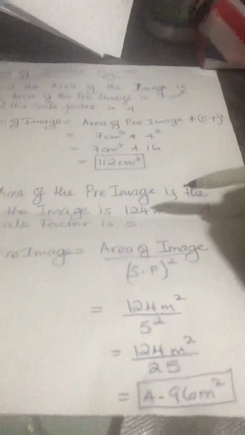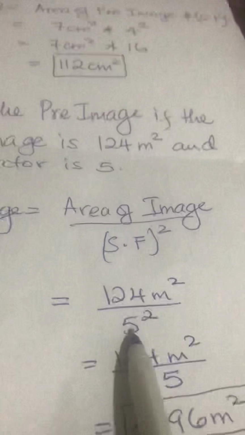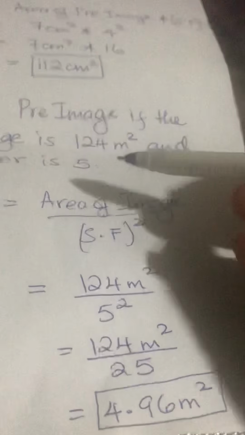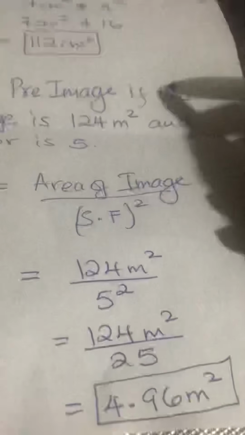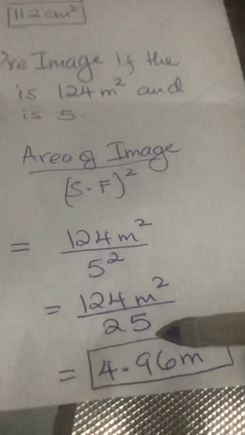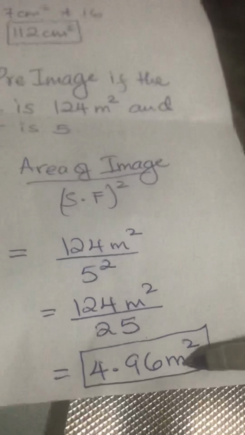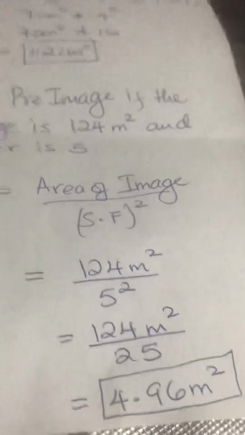Find the area of the pre-image if the area of the image is 124 meters squared and the scale factor is 5. So we will do area of pre-image equals area of image divided by the scale factor squared. Our scale factor is 5, we will square that and divide 124 by it. So 124 meters squared divided by 5 squared, which is 124 meters squared divided by 25. The area of my pre-image is 4.96 meters squared.